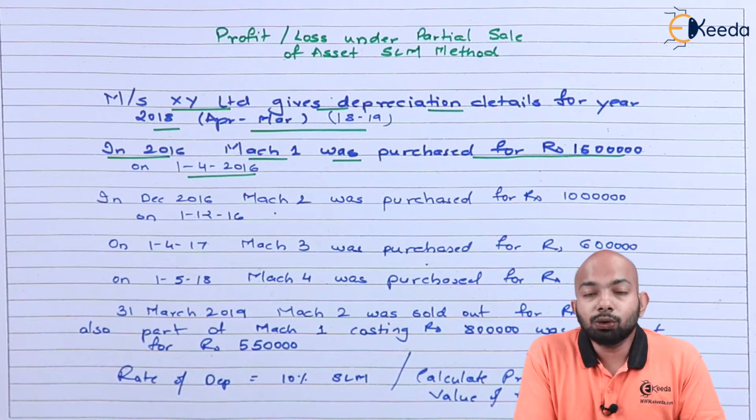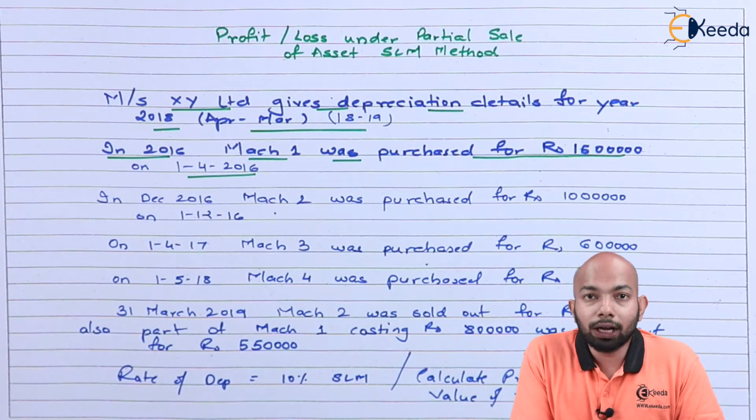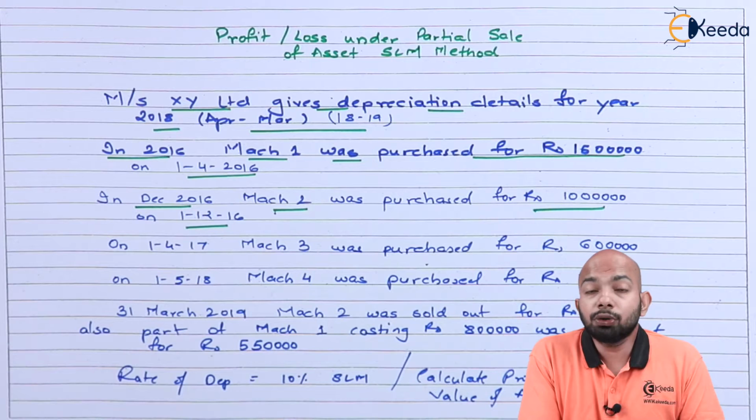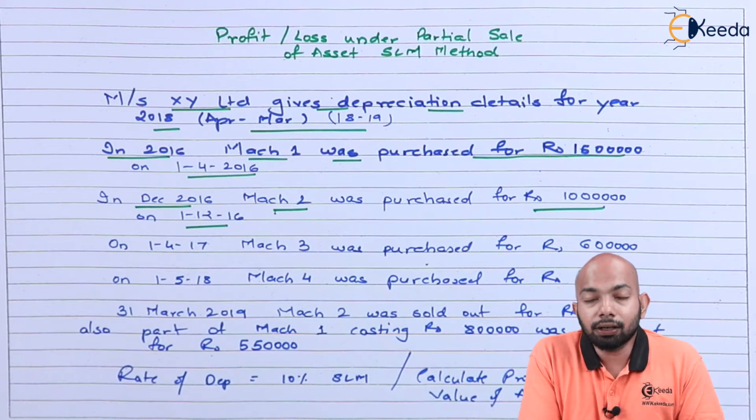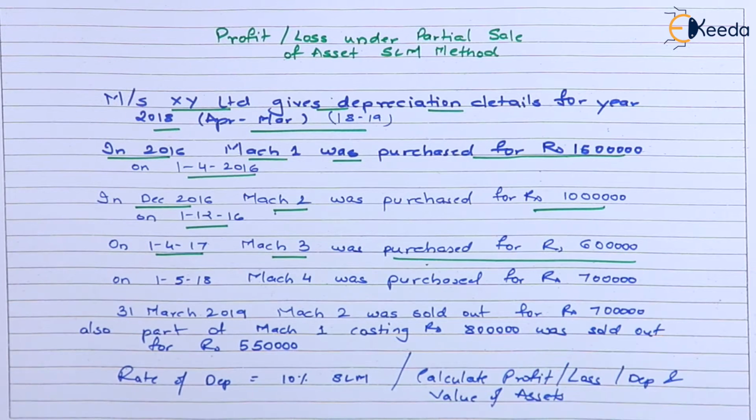On 1st of April 2016, they purchased machine 1 for rupees 15 lakhs. On 1st of December 2016, again in the same year, they purchased another machine, that means machine 2, for rupees 10 lakhs. On 1st of April 2017, machine 3 was purchased for rupees 6 lakhs, as mentioned in the question. On 1st of May 2018, machine 4 was purchased for rupees 7 lakh, which has also been mentioned in this specific illustration.